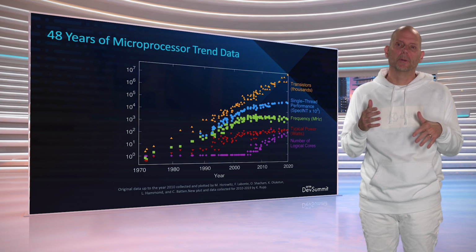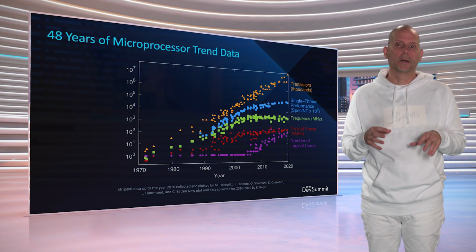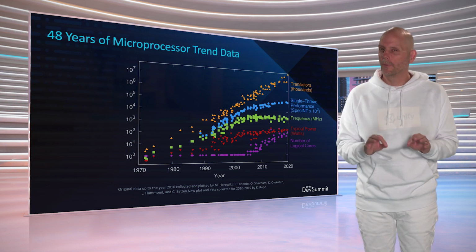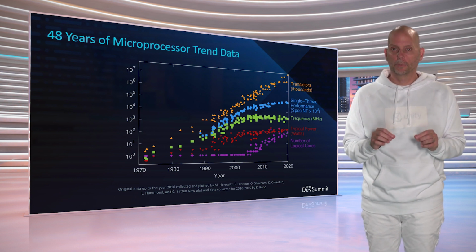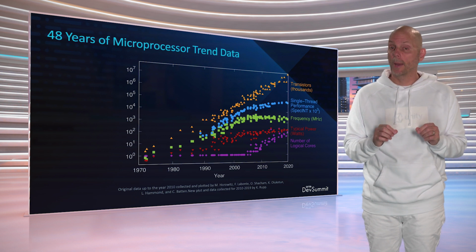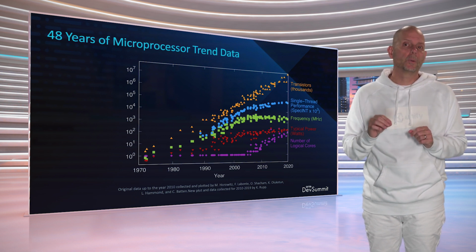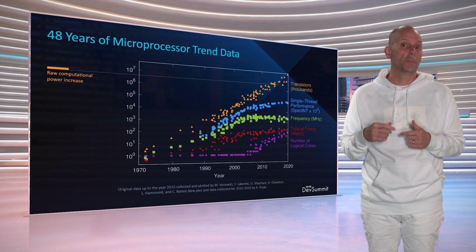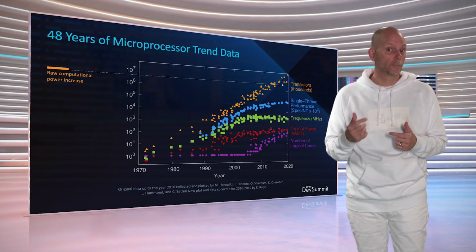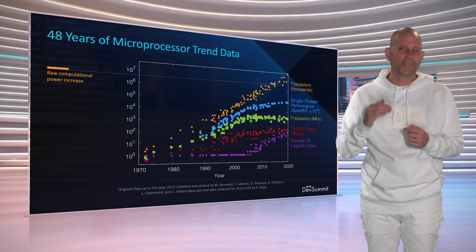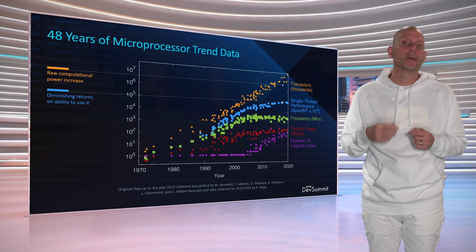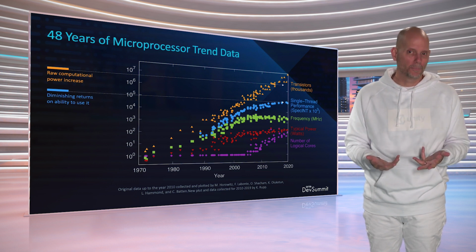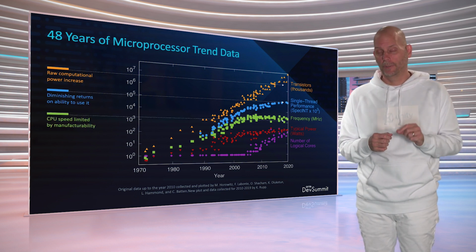Now let's look under the hood to understand what's going on with the underlying hardware. This is a bit of an eye chart at first glance, but this graph shows the microprocessor trends for the past 48 years. Starting at the top, we can see that the ability to put ever more transistors into service in microprocessors has been steadily increasing. But that's been getting diminishing returns in our ability to use it. And this is largely due to physics.